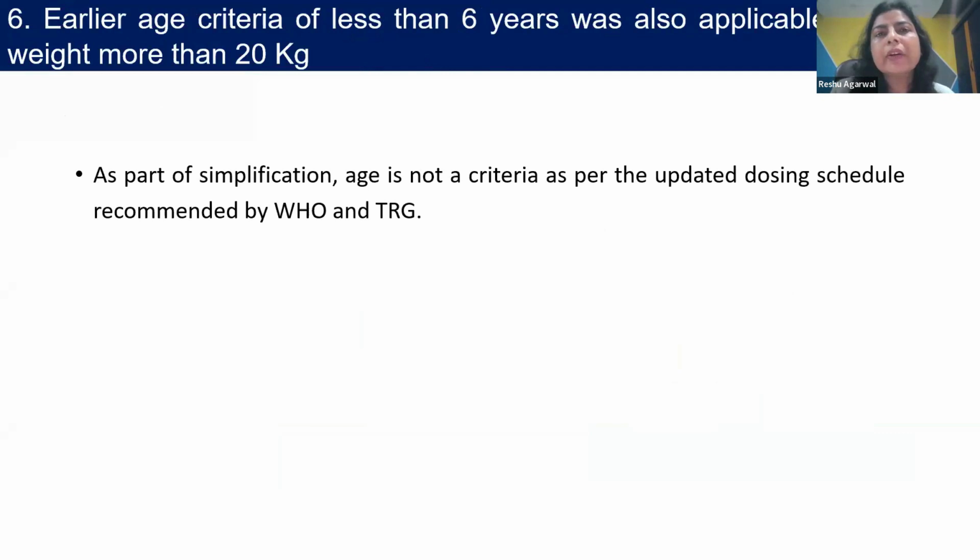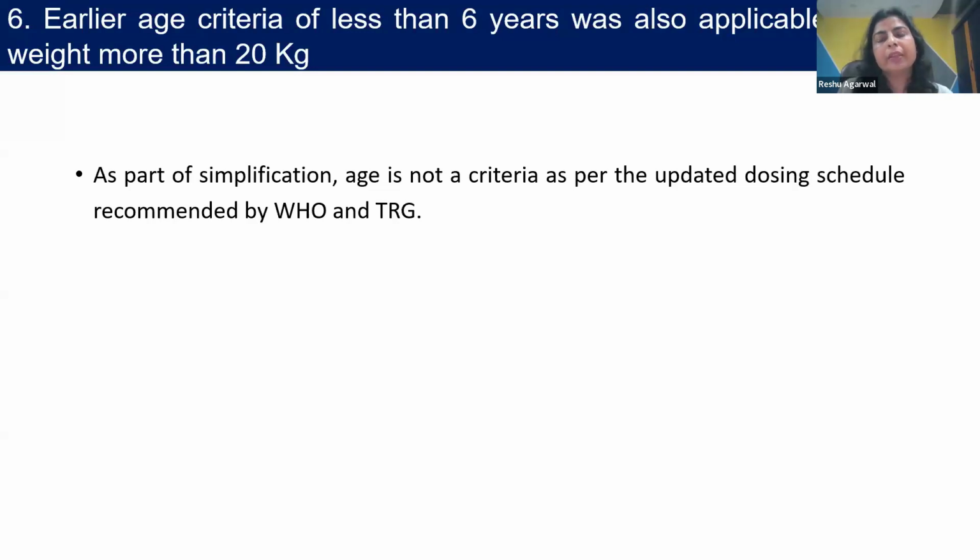Earlier we were using a criterion of 6 years. Is that criterion applicable now also with 20 kg weight? As a part of the simplification of the process, NACO TRG has decided to do away with the age criterion for children who are less than 20 kg. As per the WHO guidelines and the national guidelines, the definition is that till 10 years of age we consider the child a child, and if the child attains the age of 10 years, then beyond that the child is considered an adolescent.